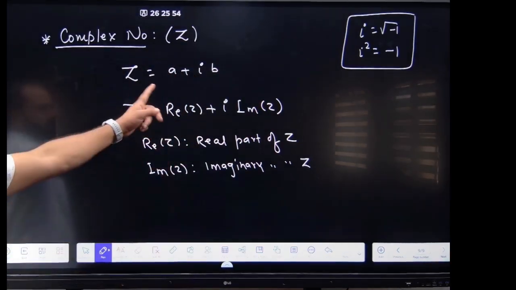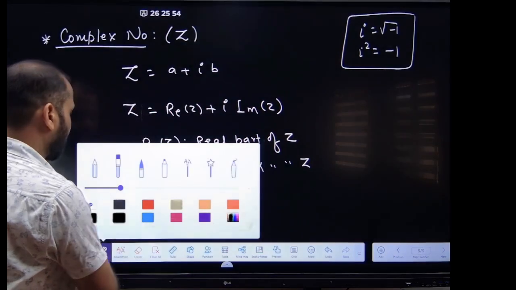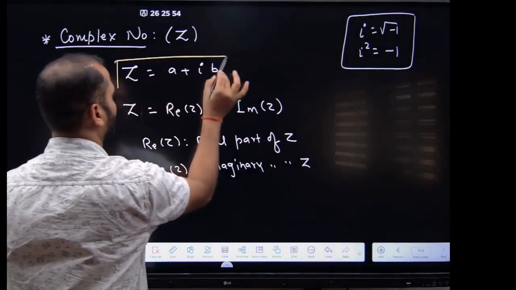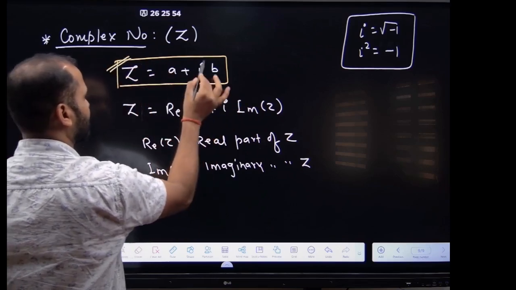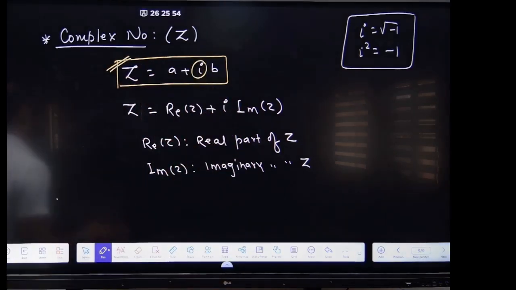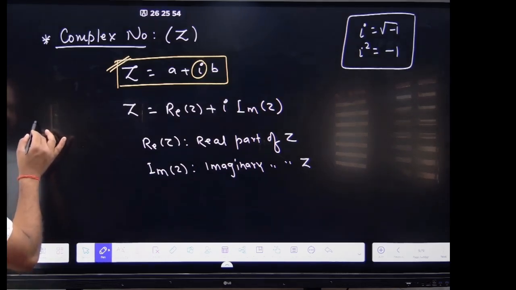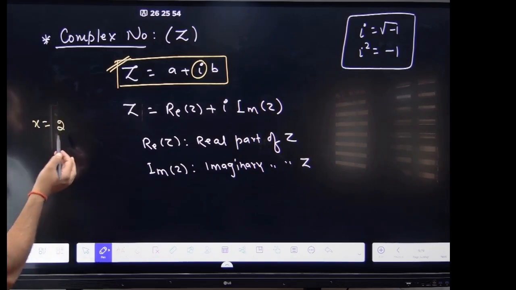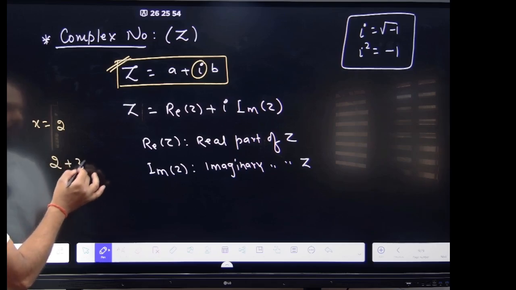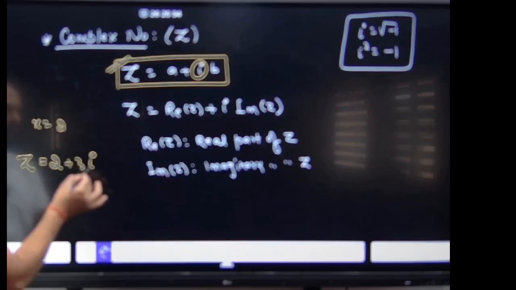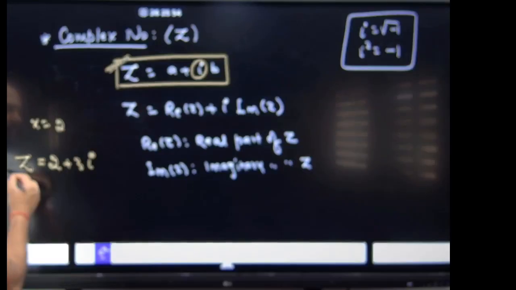Now whenever I write Z is equal to A plus iota B, immediately you understand that since iota is there, it is not a real number. What is this? Complex number, right? Because iota is an imaginary number. A number with a real part and an imaginary part is called a complex number. A real number we write as x, like 2. But any number like 2 plus 3 iota is not x, it is z. Why? Iota is there.